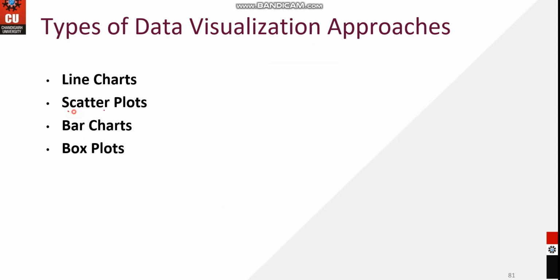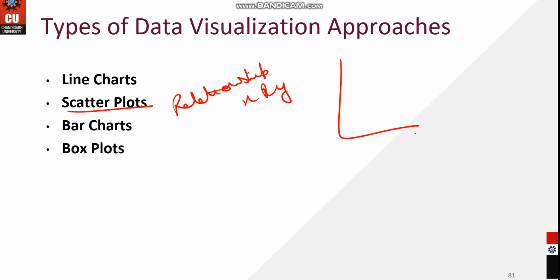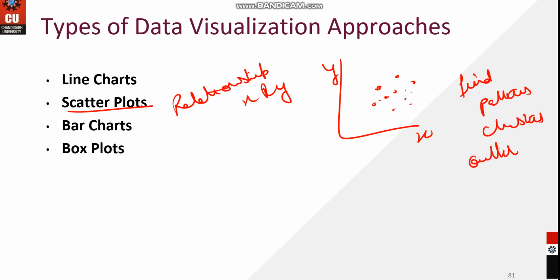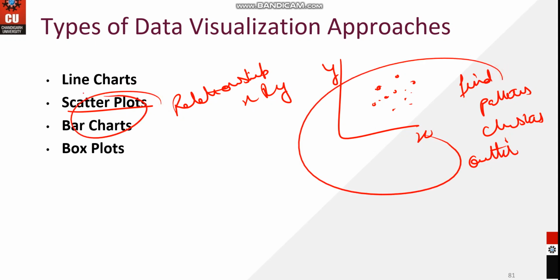And next we have scatter plots. Scatter plots are a quick and efficient method of displaying the relationship between two variables, x and y, where x is on the x-axis and y along the y-axis. Each data point in a scatter plot is represented by a point. So it looks like this, where we have various points. We use these scatter plots to visualize the data and to find patterns, clusters, and for outlier detection.